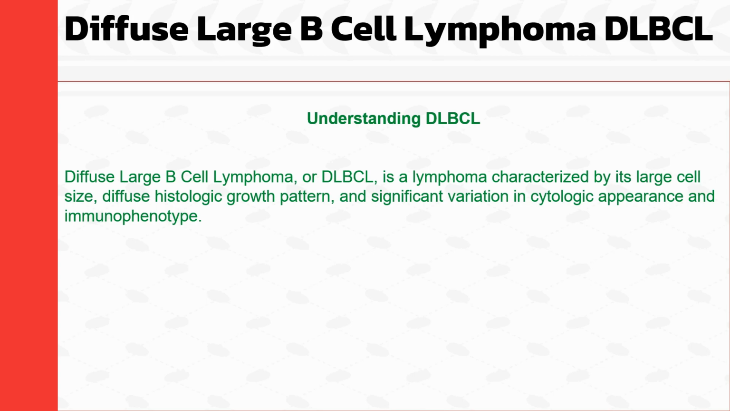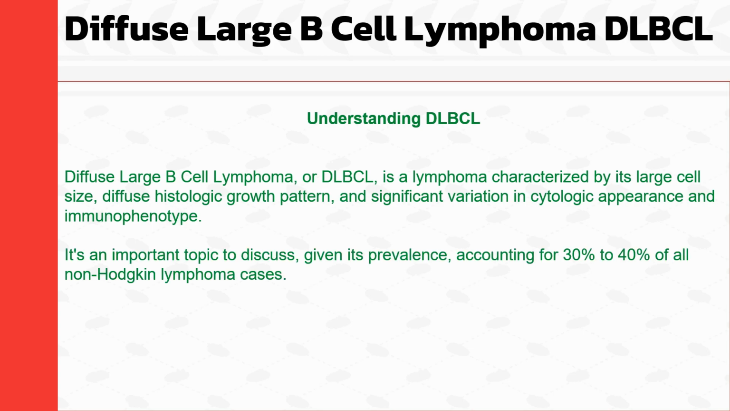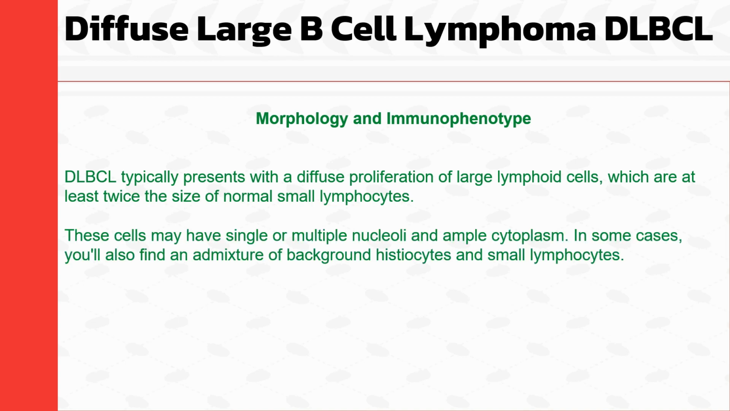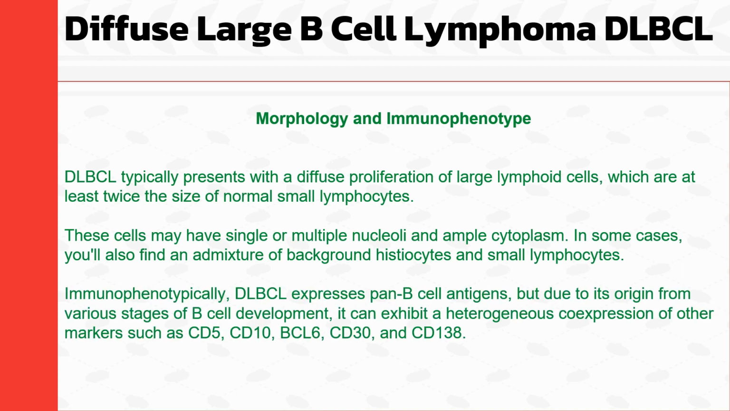growth pattern, and significant variation in cytologic appearance and immunophenotype. It's an important topic to discuss, given its prevalence, accounting for 30% to 40% of all non-Hodgkin lymphoma cases. DLBCL typically presents with a diffuse proliferation of large lymphoid cells, which are at least twice the size of normal small lymphocytes. These cells may have single or multiple nucleoli and ample cytoplasm. In some cases, you'll also find an admixture of background histiocytes and small lymphocytes.